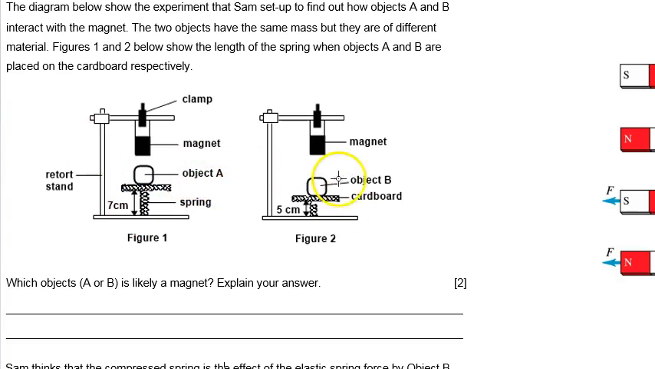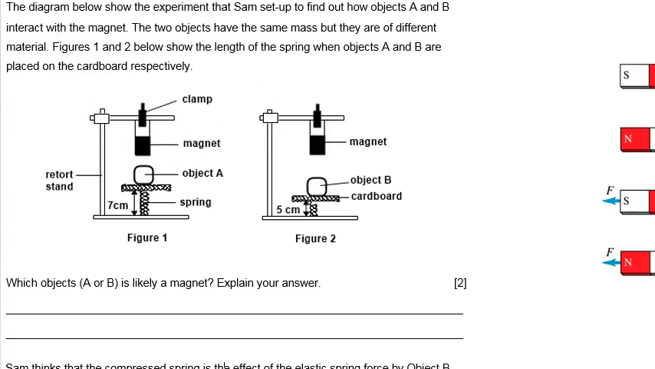Because if object A and object B is of the same mass, then this should be 7 and this should be 7, or this should be 5 and this should be 5. The fact that object B is pushing the spring more than object A, compressing the spring more than object A, that means there's another force that is acting on the spring. So they are made up of different materials.